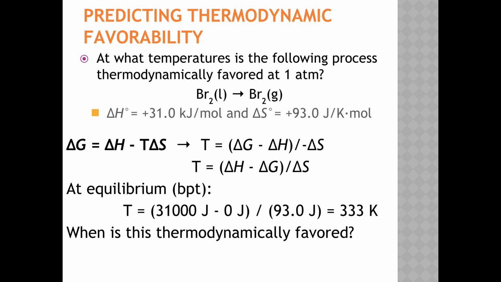So it's at all temperatures greater than 333 Kelvin that the vaporization of liquid bromine is thermodynamically favored. That of course makes sense, because 333 Kelvin is the boiling point, so boiling will be spontaneous above the boiling point, not below it.